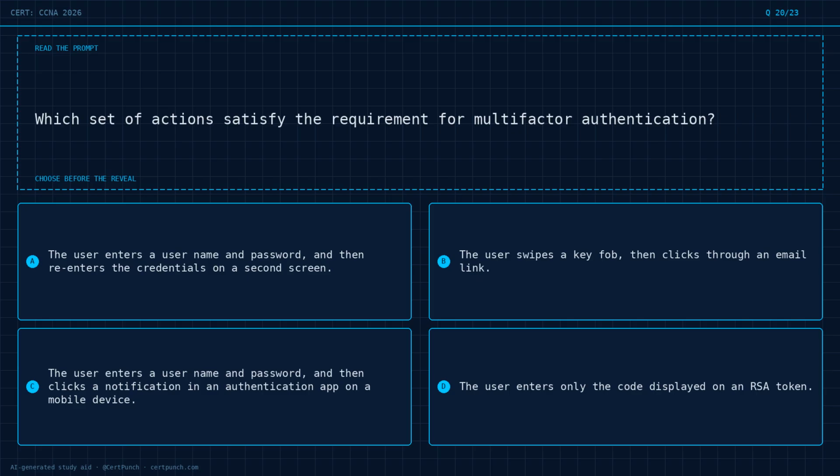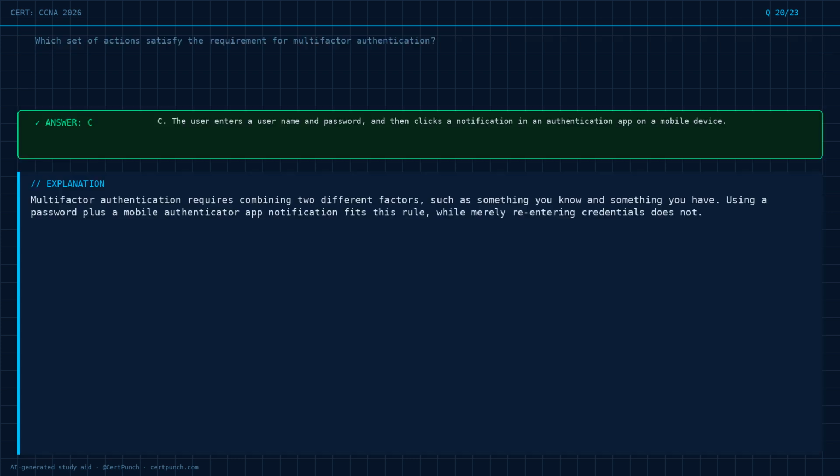Make the call before the reveal. Hold the line on it. The answer is option C. Why it works? Multi-factor authentication requires combining two different factors, such as something you know and something you have. Using a password plus a mobile authenticator app notification fits this rule, while merely re-entering credentials does not.